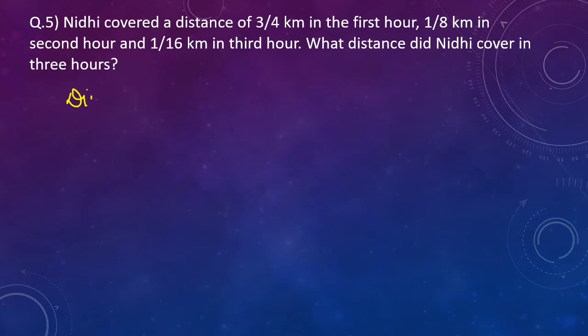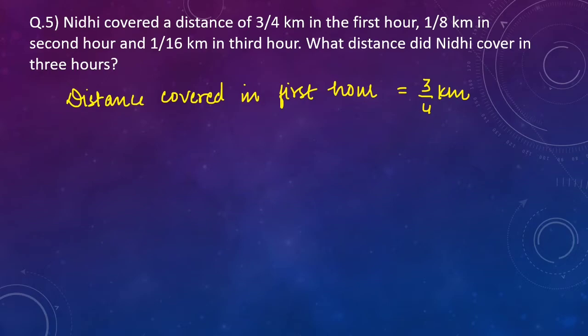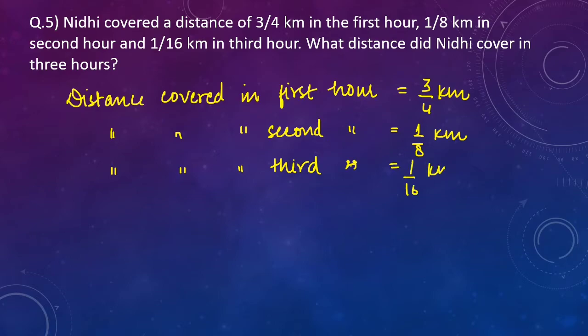So, distance covered in first hour is equals to 3 upon 4 kilometer. Distance covered in second hour is equals to 1 upon 8 kilometer. Distance covered in third hour is equals to 1 upon 16 kilometer. We have to find out the total distance covered.